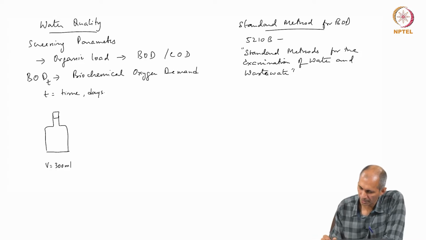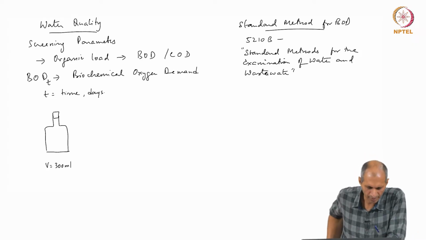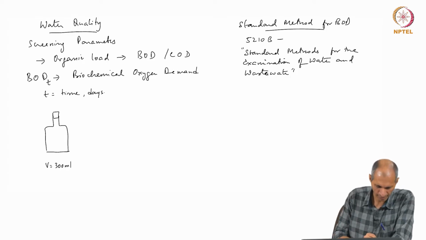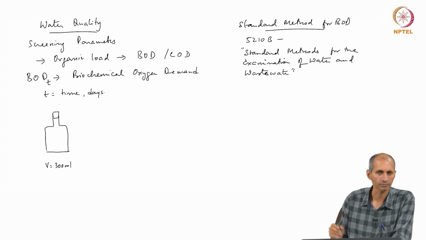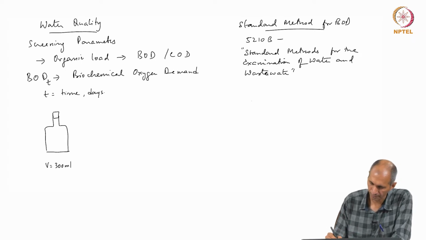So, it measures DO0, this initial DO is the initial one. So, the BOD analysis, the way it is done is a 300 ml sample bottle. You take a sample from somewhere, say water from a river or a lake or anything, and you fill this up.